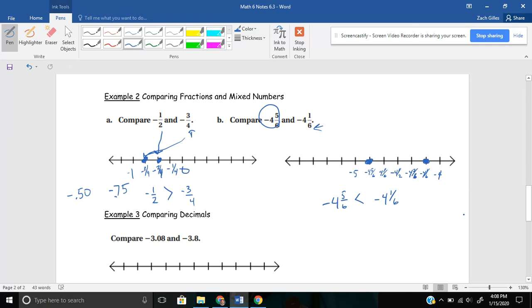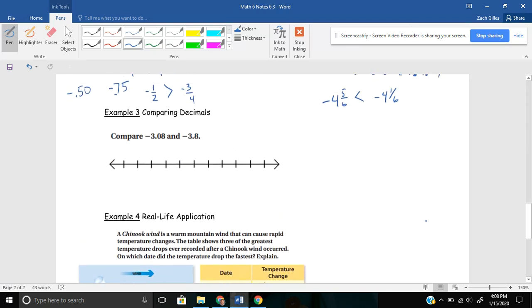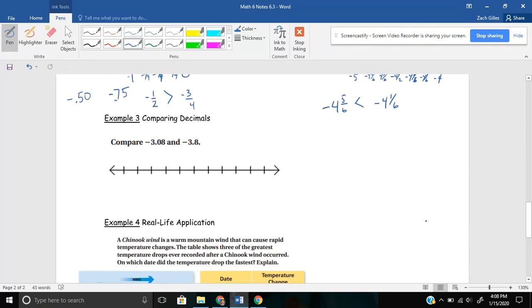All right. Moving on to example 3, where we compare decimals. These two, you got to be careful with the decimal place. So it says compare -3.08 and -3.8. All right, I'm going to make a number line here. These numbers are in between -4 and -3. And I'm just going to go by tenths.